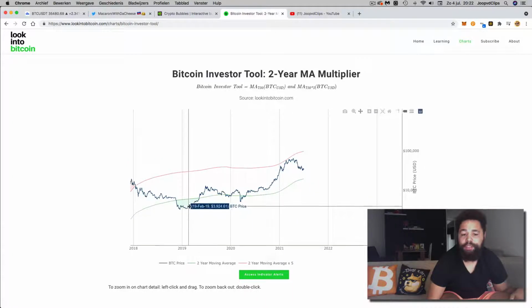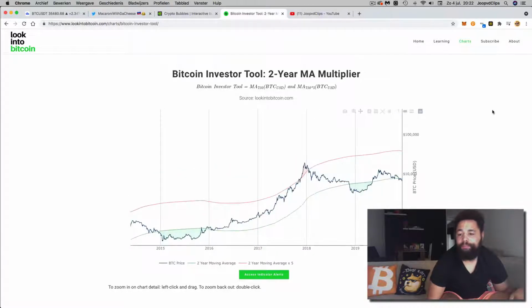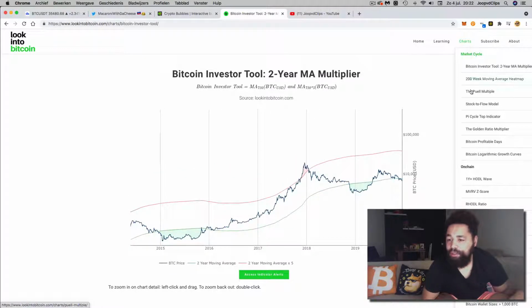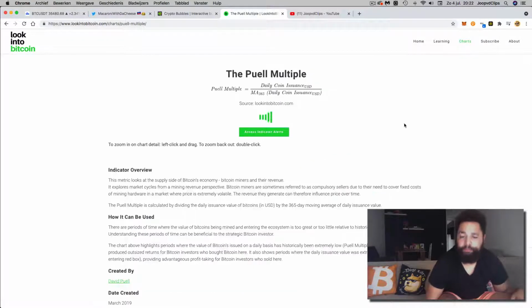You see, here was the lowest. Here was the top. Okay, let's go to the second chart, the Puell Multiple.